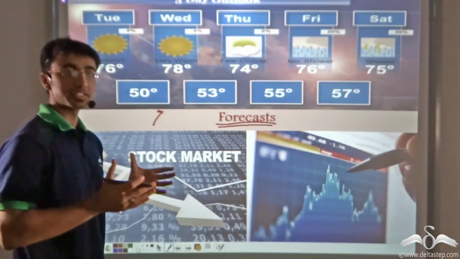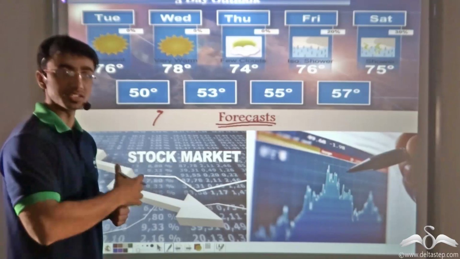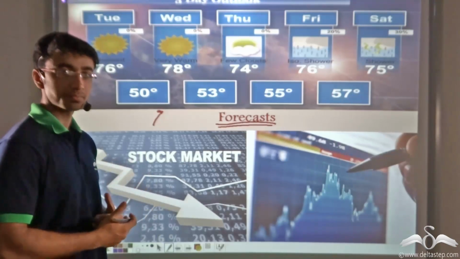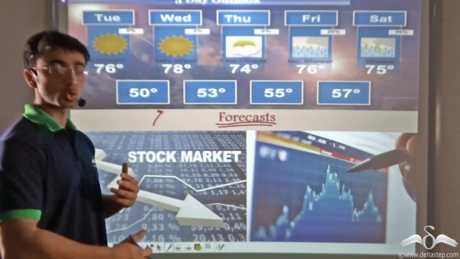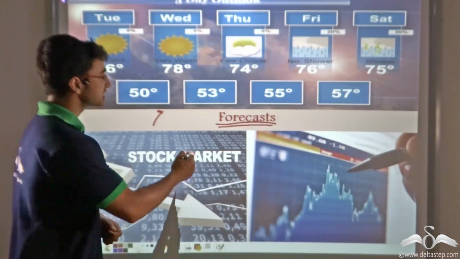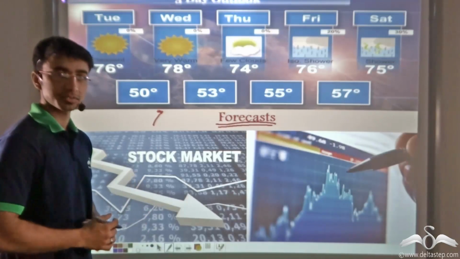A vast collection of data exists of previous days or previous months or even years. And looking at that data, the weather people are able to say what the weather is going to be like over the next few days or even the next few months. So this is one of the examples where statistics uses forecasting in order to help us.